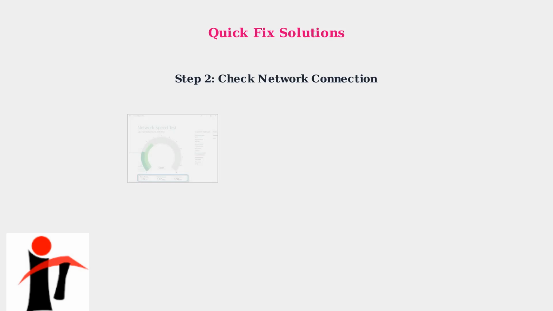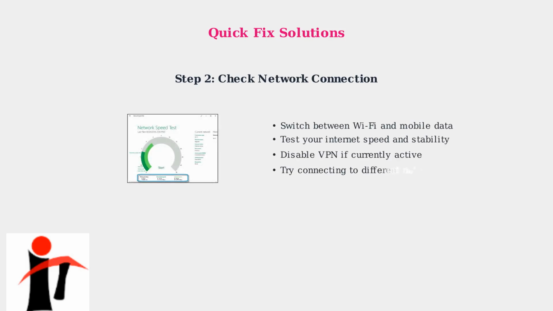Step 2 focuses on network connectivity. Switch between Wi-Fi and mobile data to test which works better. Check your internet speed and make sure it's stable. If you're using a VPN, try disabling it temporarily, as it can sometimes interfere with the app.